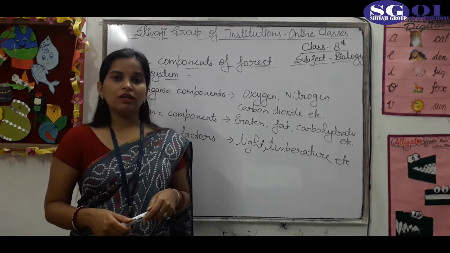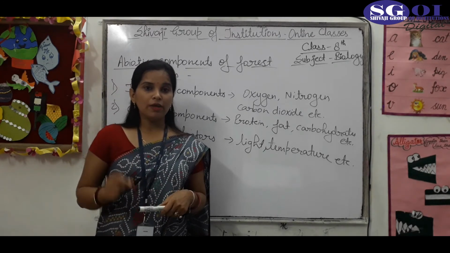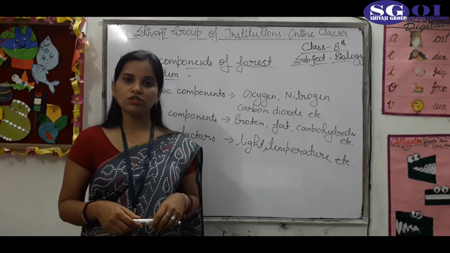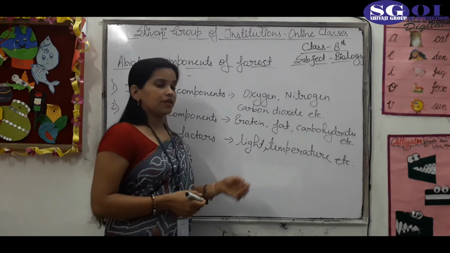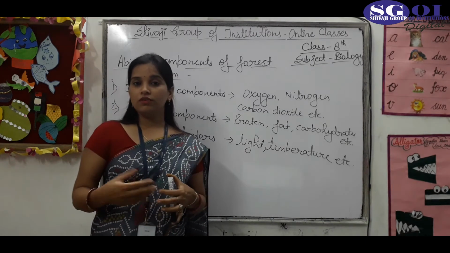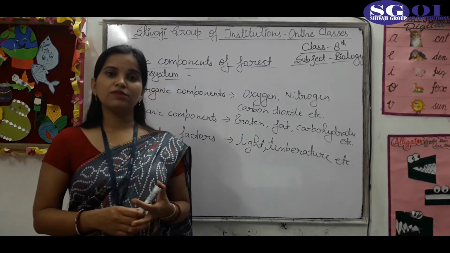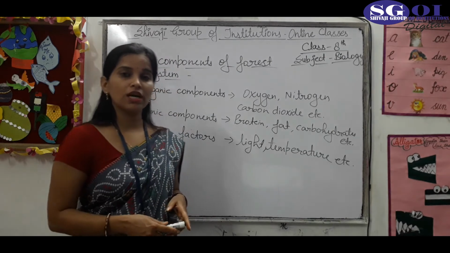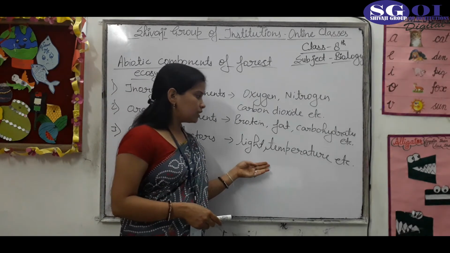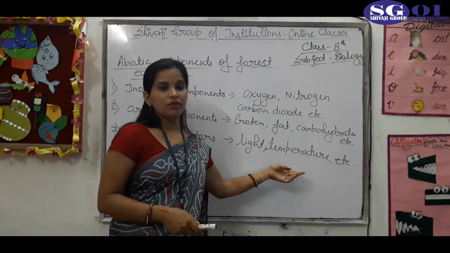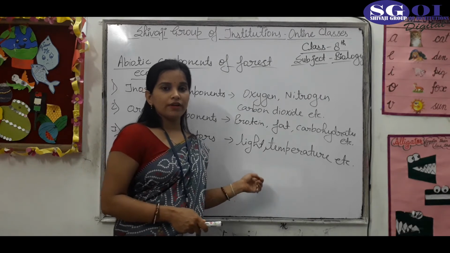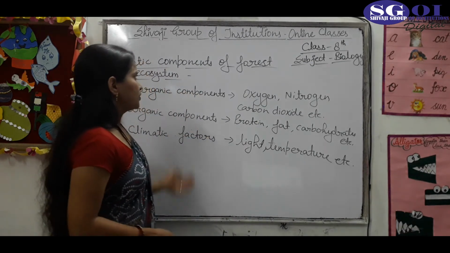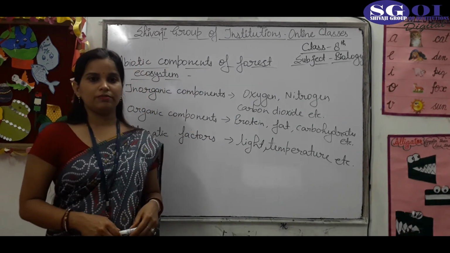You know that for the living of the plants, there is a very important process of photosynthesis, and the rate of photosynthesis totally depends on these climatic factors. And all the other organisms like animals totally depend on the plant for their food requirement, because they are heterotrophs. So ultimately all the living organisms depend on this climatic factor. They affect the life of all the living organisms. Okay, these are the abiotic components of the forest ecosystem.